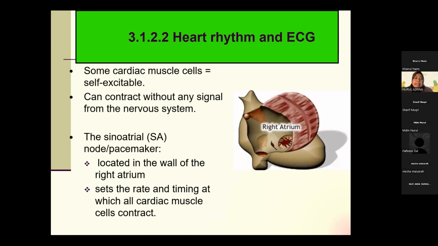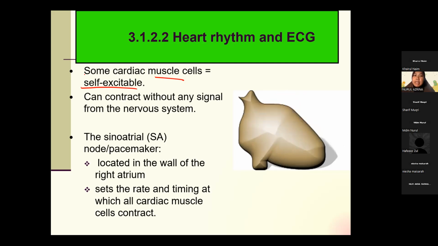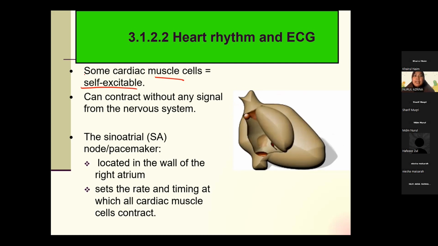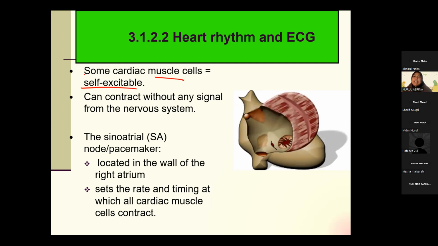Okay, heart rhythm and ECG. Okay, some cardiac muscle are self-excitable. Maknanya it can contract without any signal from the nervous system. Okay, I'm giving you a situation. Maybe you are going to face this situation in our last experiment later, dissection of rat, right? Let's say you have dissected open the rat. Dah buka dah ni, rangka dia ni, dia punya rib cage semua dah terdedah, kan. And suddenly you nampak jantung dia masih lagi. So you pun macam, madam, tikus ni hidup lagi lah madam. Tak, dia tak hidup, dia dah mati dah sebenarnya.